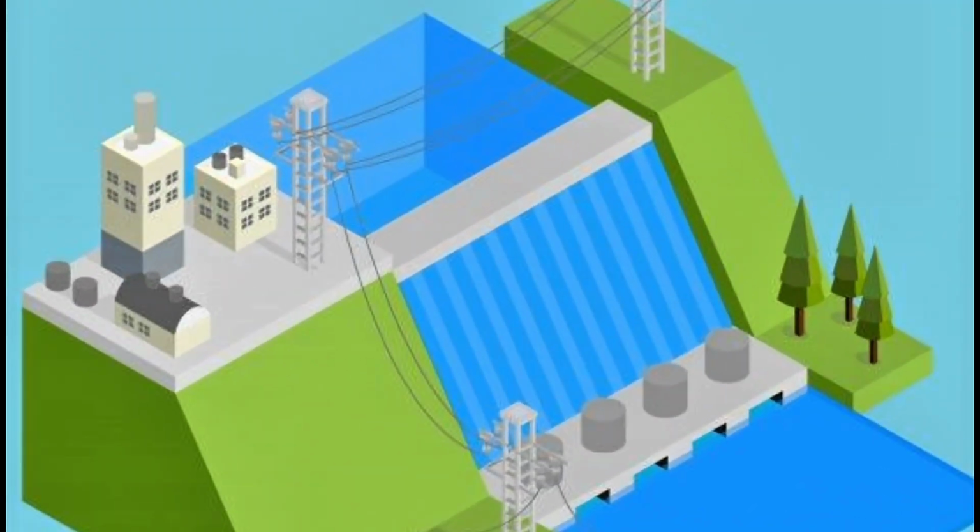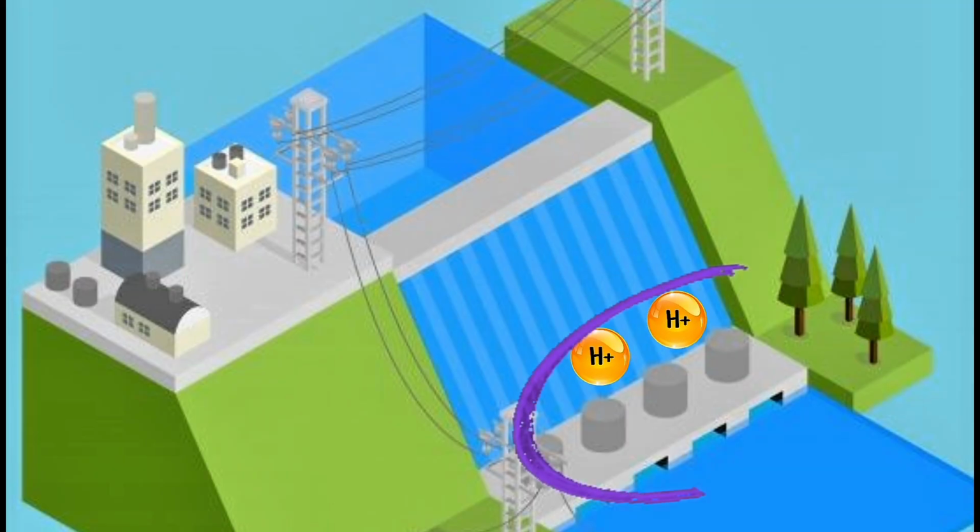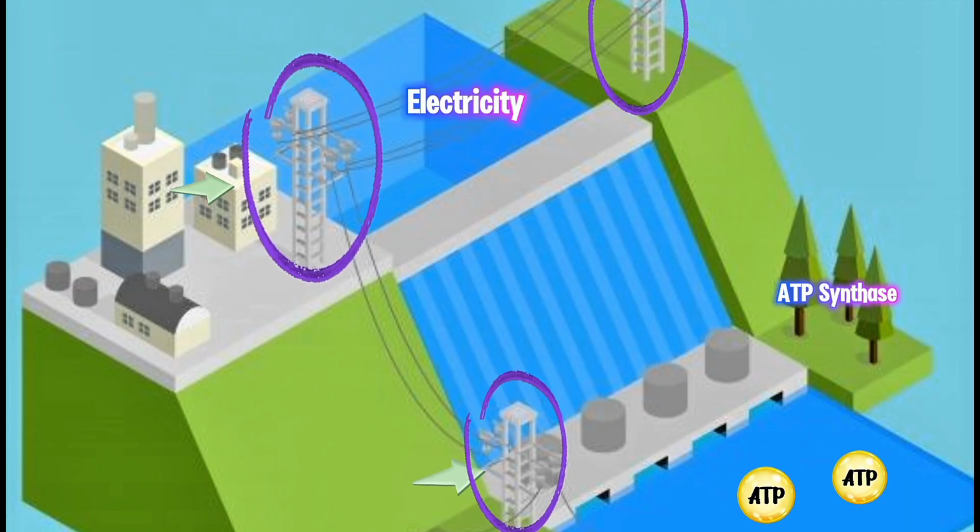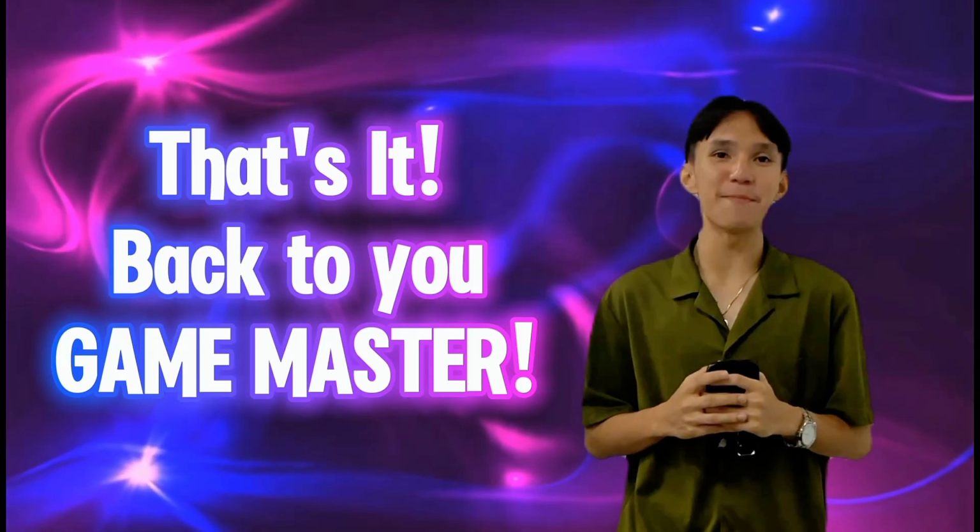In the simplest way, think of the ETC as filling one side of a dam with water, which is the H+, and the water flows back through a turbine, which is the ATP synthase, and that spinning makes electricity, which is the ATP. That's it. Back to you, Game Master.